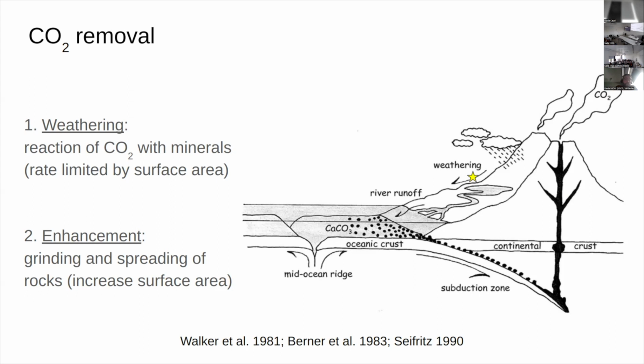However, if you take the rocks, you increase the specific reactive surface and you spread it over a large area of land, you can theoretically accelerate that process by several orders of magnitude and thereby introduce a carbon uptake which is substantial enough to counteract the current disturbance of the carbon cycle by human activities.